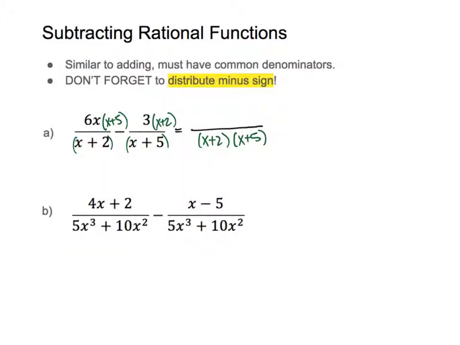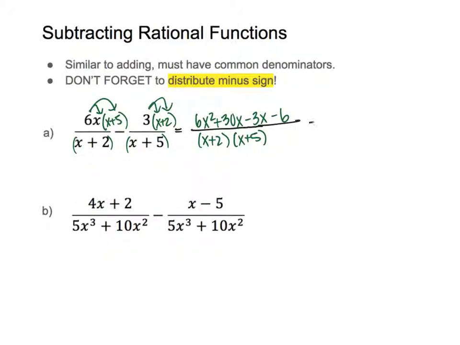So when I look at this here, I'm going to distribute the 6x into the parentheses. So that's going to be 6x squared plus 30x. Then I have a minus sign here. So what I'm going to think of this as is -3, and I'm going to distribute my -3. So -3 times x is -3x. And then -3 times 2 gives me -6.